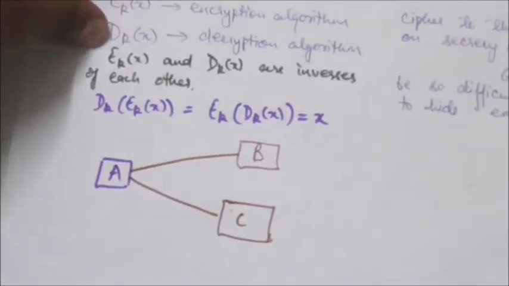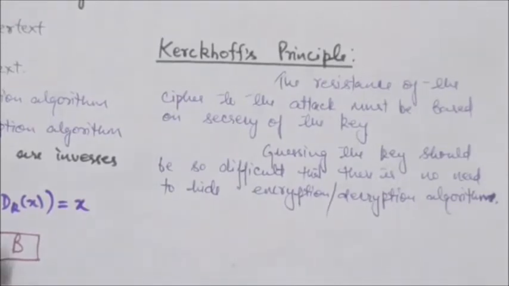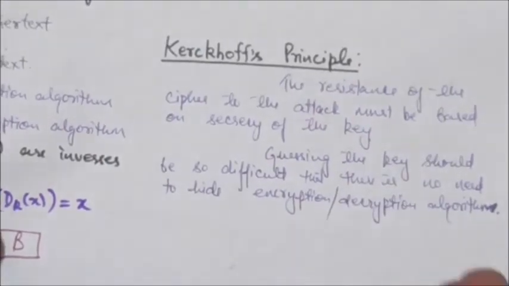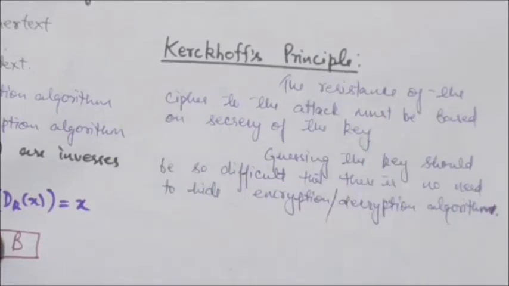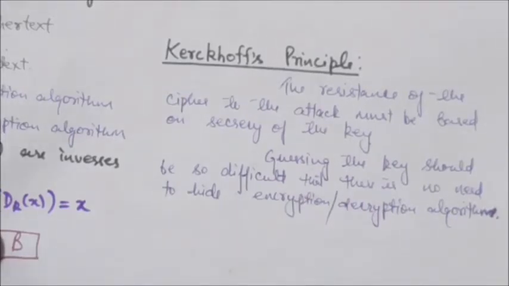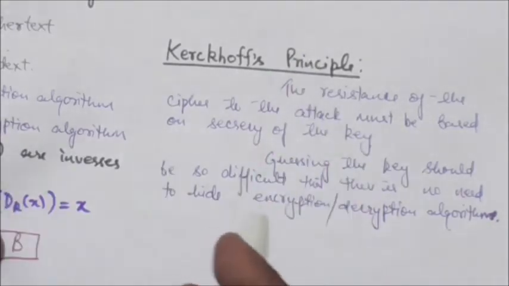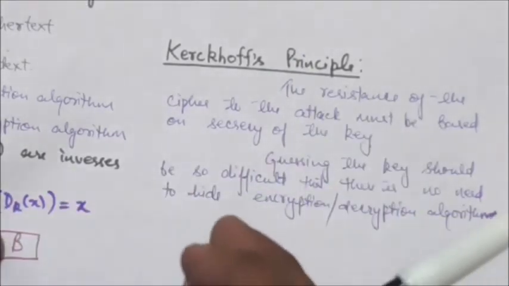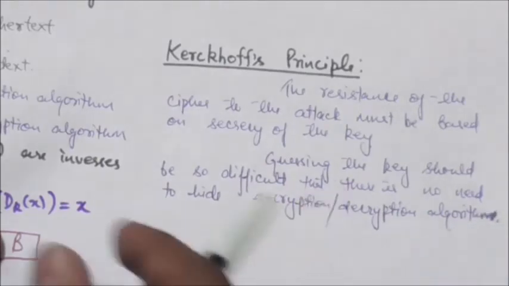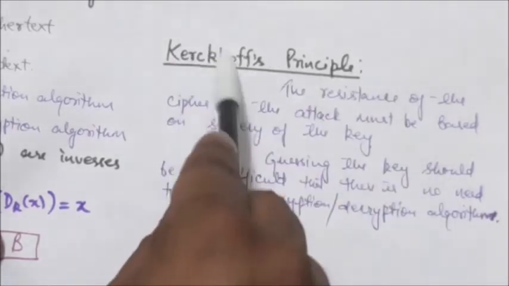Now the next is Kerckhoffs's principle. Based on Kerckhoffs's principle, one should always assume that the adversary or attacker knows the encryption and decryption algorithm. So the resistance of the cipher to attack must be based on the secrecy of the key. In other words, guessing the key should be so difficult that there is no need to hide the encryption and decryption algorithm. This is Kerckhoffs's principle.